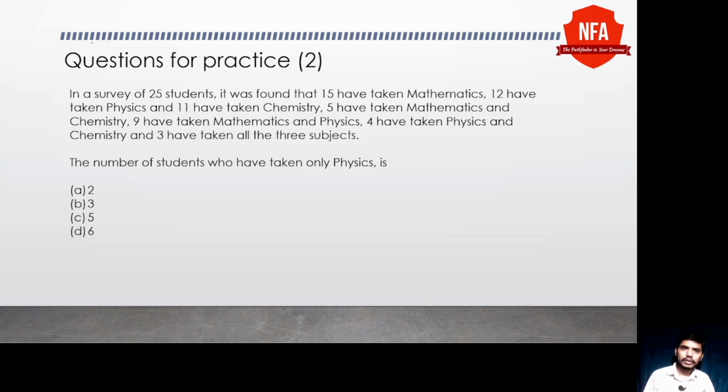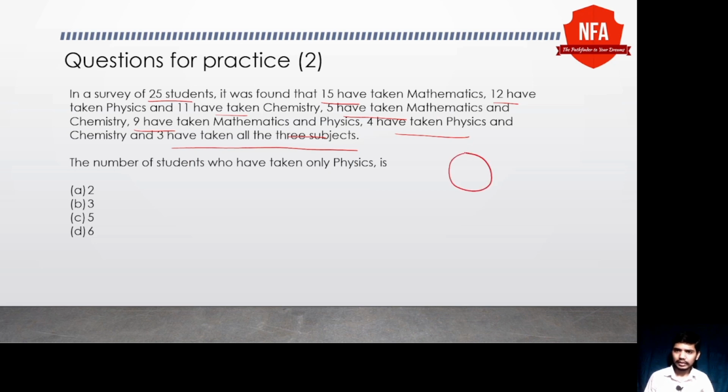Now let's look at question number 2, which says in a survey of 25 students, it was found 15 have taken mathematics, 12 have taken physics and 11 have taken chemistry, 5 have taken both mathematics and chemistry, 9 have taken mathematics and physics, and 4 have taken physics and chemistry, and 3 have taken all the 3 subjects. We are asked to find the number of students who have taken only physics. How can we find this?